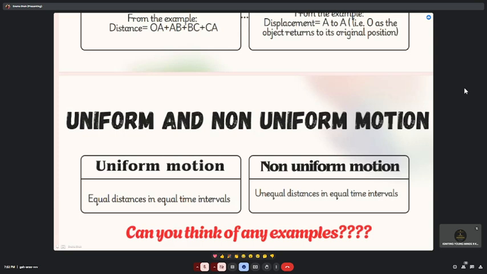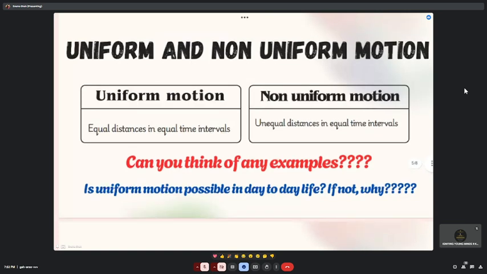Why we say equal time intervals is because we consider unit time, per hour. We consider what distance is being covered in 1 hour. So that is the example. Now I have given this question, is uniform motion possible in day-to-day life? Obviously the answer is no, but why?